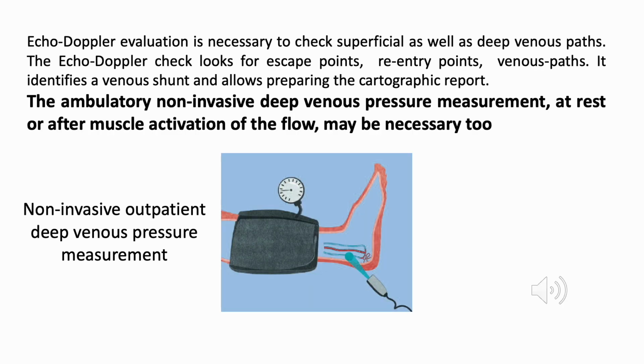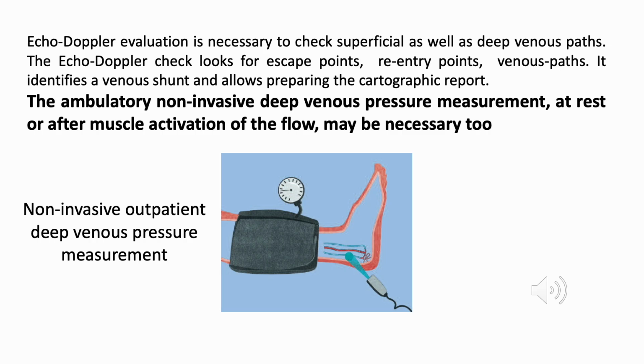Ecoduplex is necessary for the evaluation of a superficial as well as deep venous path. Ecoduplex check looks for escape points and re-entry points to identify a venous shunt, preparing the cartographic report. But ecoduplex evaluation alone may not be sufficient. The ambulatory non-invasive measurement of deep vein pressure may be necessary.